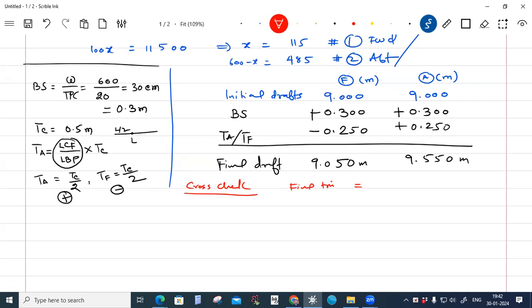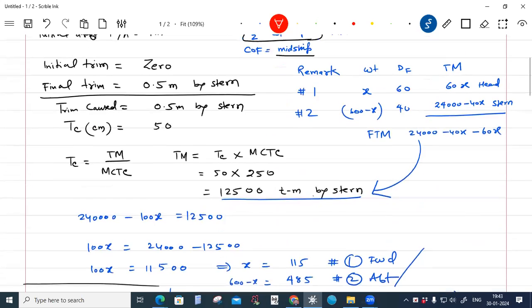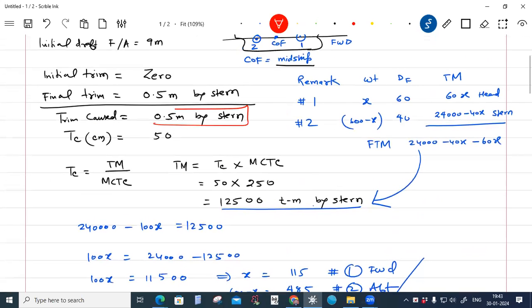9.55 minus 0.5. 0.5 by stern, sir. Yes, sir, by stern. Initial trim कितना है? Even keel, 0. तो trim cost कितना हो जाएगा? 0.5 by stern. By stern, correct? Yes, sir. That is what we know from here. So your question is correct.